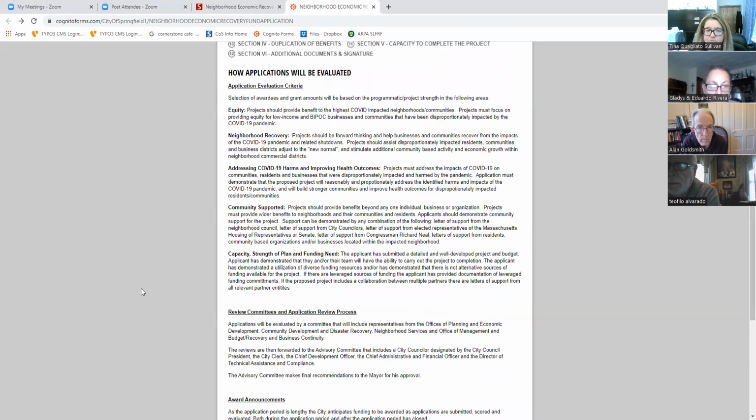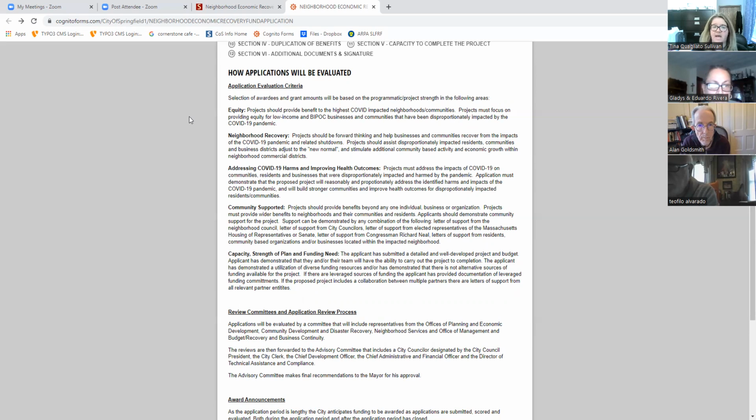How applications will be evaluated. Not only does your application have to meet one of those eligible projects, fall into one of those categories, but then once we get your application, there are going to be 2 committees, and they will sit down and review them in accordance with the following criteria.